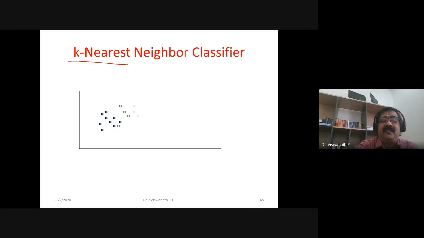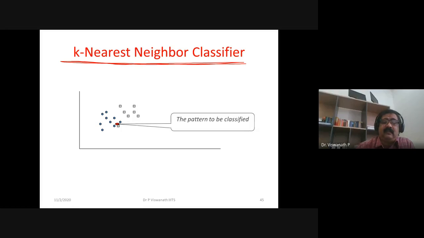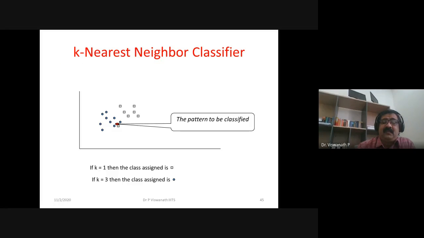One of the easy classifiers most of you might know is the k-nearest neighbor classifier. For a given example to be classified, for example this one, we will find k neighbors of it, and based on the majority vote, we will assign the label to the test example. Here the red point we want to classify. There are two classes, a blue class and a white class. We want to classify the red point as blue or white. If k is equal to 1, we assign it to the white class. If k is equal to 3, we assign it to the blue class. So this is a simple classifier.